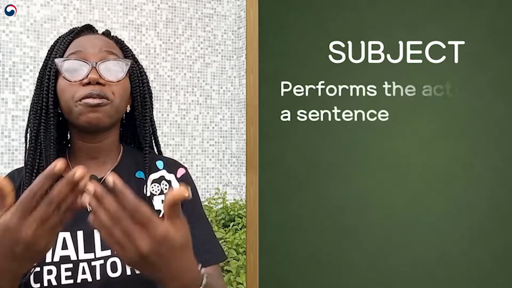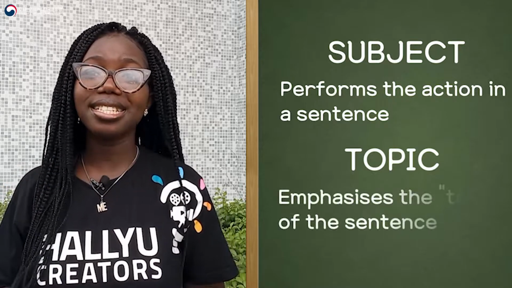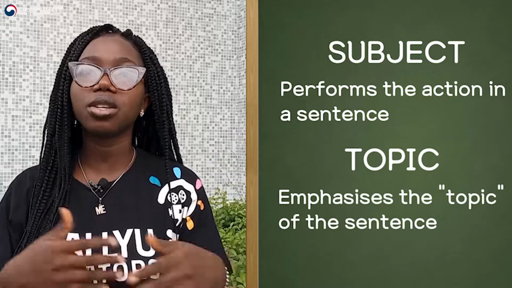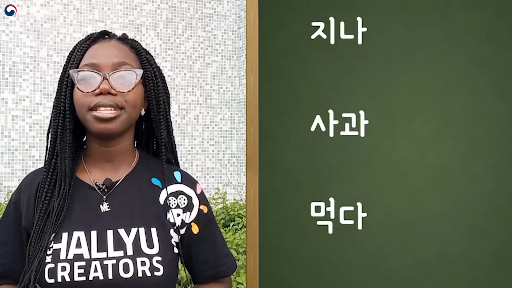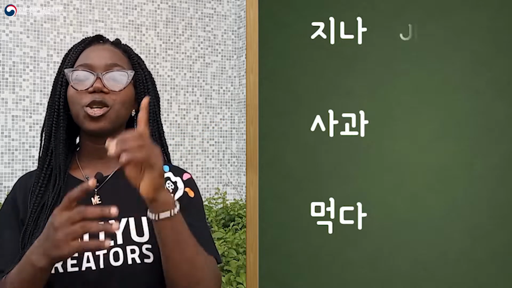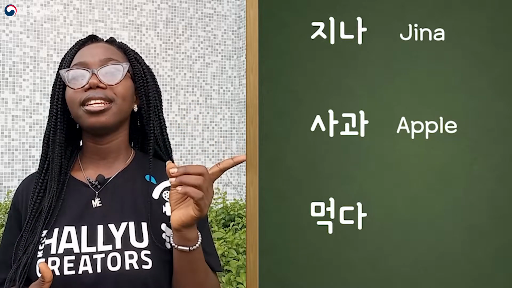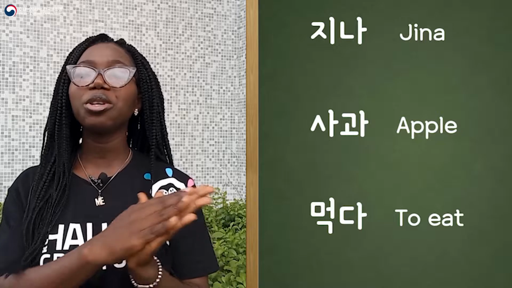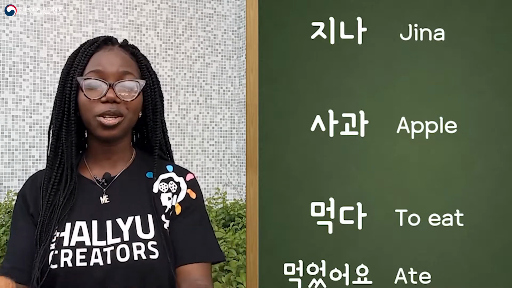We all know what the subject of the sentence is, right? The subject of the sentence performs the action in the sentence, while the topic of the sentence emphasizes the topic, like you're making this particular person or thing the subject of the sentence. So I'm going to be using these three words as the example. We have Tina, we have Sagwa, and we have Mokta. Tina is the name of a person, Sagwa is an apple, and Mokta is to eat. I'm going to be conjugating Mokta into the past tense, using Mogosoyo. I'm going to be adding the particle where we have to add it in order to explain very well.